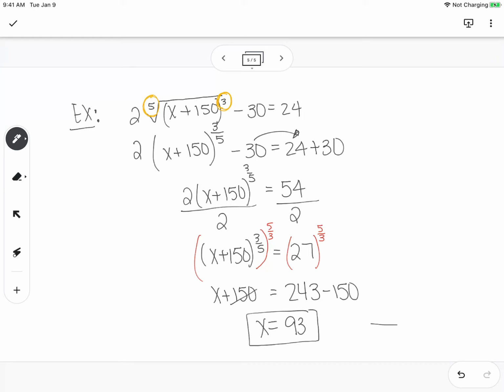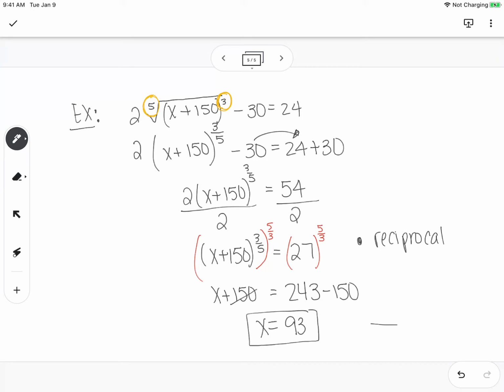If it is a square root, you simply isolate and square both sides. Make sure you plug your answer in to check it. If it is one of these other complex looking radical equations, then you would rewrite it as a rational exponent. Isolate. To get rid of that rational exponent, you multiply by its reciprocal. So here's where I multiplied, or raised it, to the reciprocal. And then you just solve.